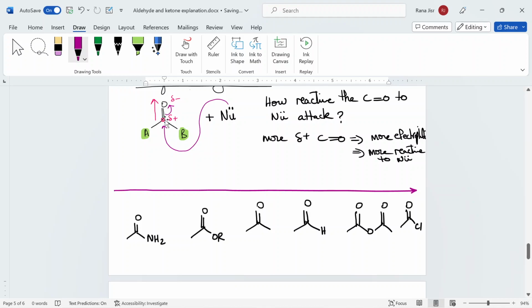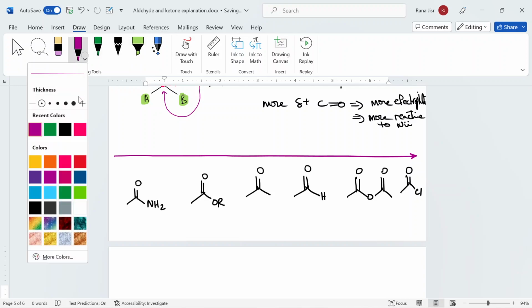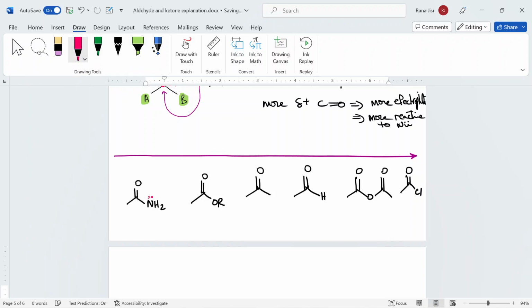The degree of electrophilicity of this carbonyl depends on the groups that are attached to the carbonyl. If we have an electron donating group on the carbonyl, this is called resonance donation. It decreases the partial positive charge on the carbonyl carbon. So resonance donation decreases the partial positive charge at the carbonyl carbon.